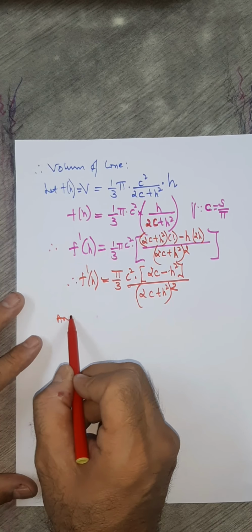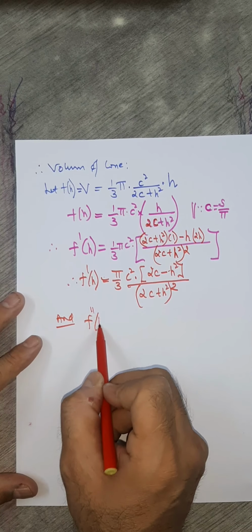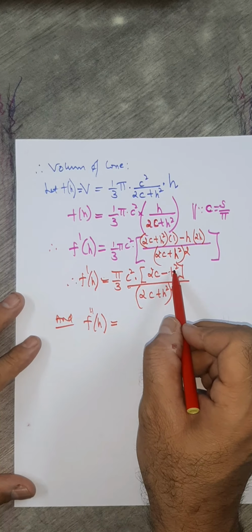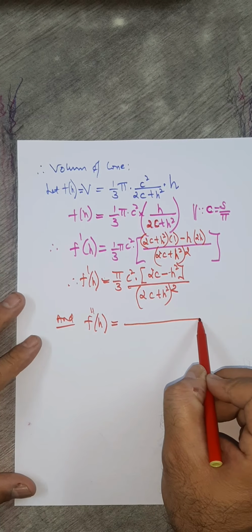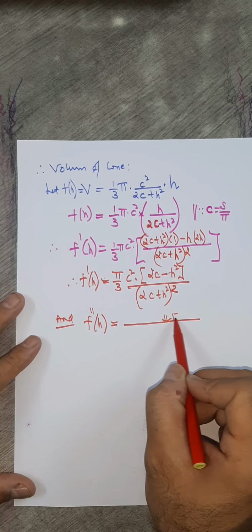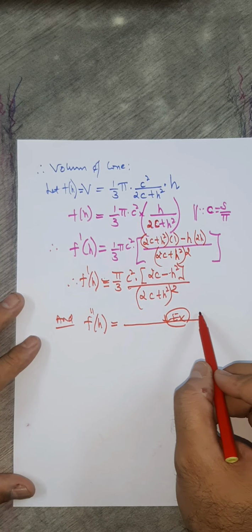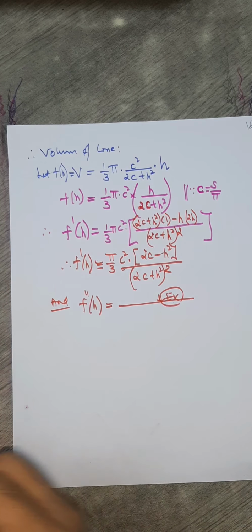Okay, and I'll not do f double dash h. This is constant as it is. Differentiate this by the division rule. This is for you, try it. H is involved in this. Keep this one as it is by the division rule. I'll leave it for you.